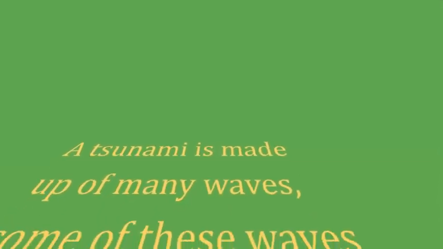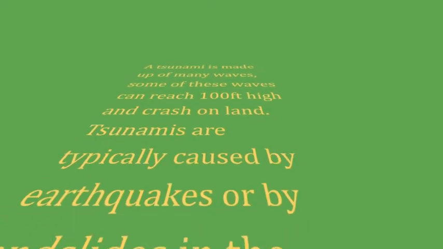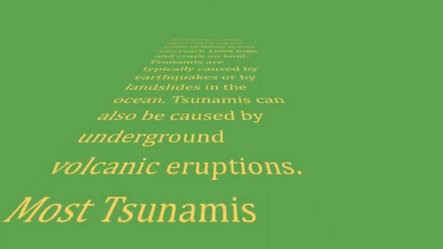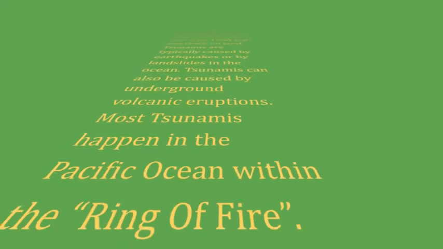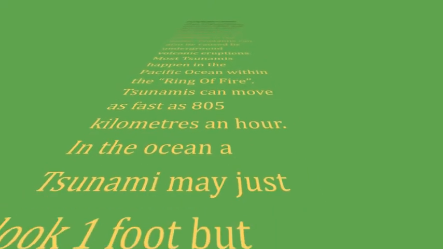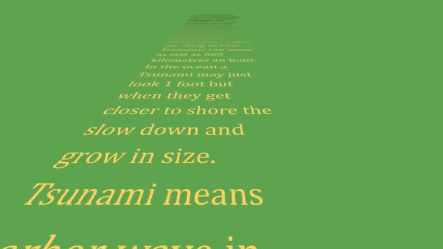A tsunami is made up of many waves. Some of these waves can reach 100 feet and crash on land. Tsunamis are typically caused by earthquakes or by landslides in the ocean. Tsunamis can also be caused by underwater volcanic eruptions. Most tsunamis happen in the Pacific Ocean within the Ring of Fire. Tsunamis can move as fast as 805 kilometers an hour.